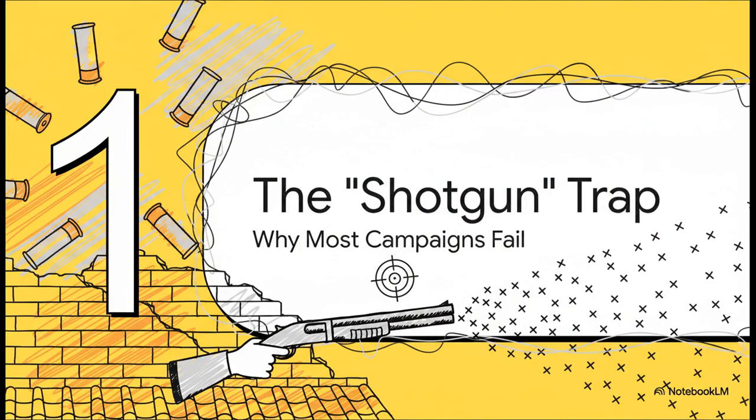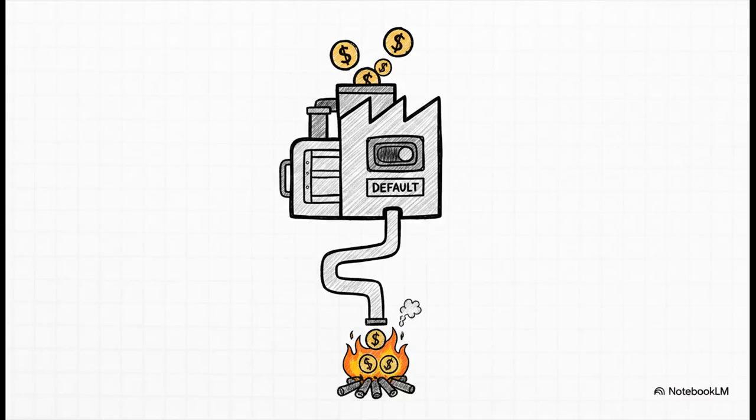So first, let's really dig into this shotgun trap. We need to see exactly why most roofing campaigns are practically designed to fail from the start. And here's the crucial thing to understand. Google Ads isn't failing you. Your campaign settings are failing you. Think about it. Google's default settings are literally designed to get you to spend your money as broadly as possible. But for a local business like yours, that is the fastest way to completely drain your budget on junk.